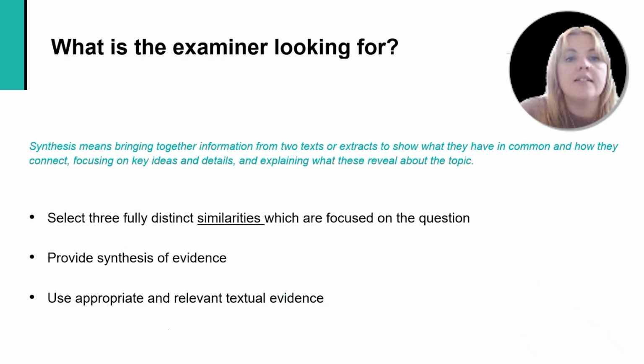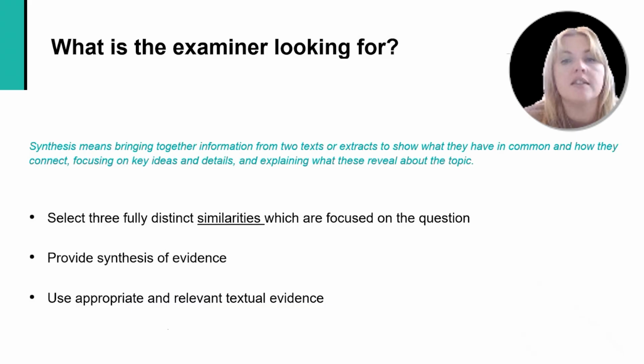Let's take a look at what the examiner is looking for. To write a higher level response in this question, you need to understand what the examiner wants, and it's more than just giving your opinion. Here's what it involves. Selecting 3 fully distinct similarities and differences based on the question. You must clearly identify the different ways how the texts are similar, avoiding repetition. The question asks you about experiences, therefore you must hone in on this.